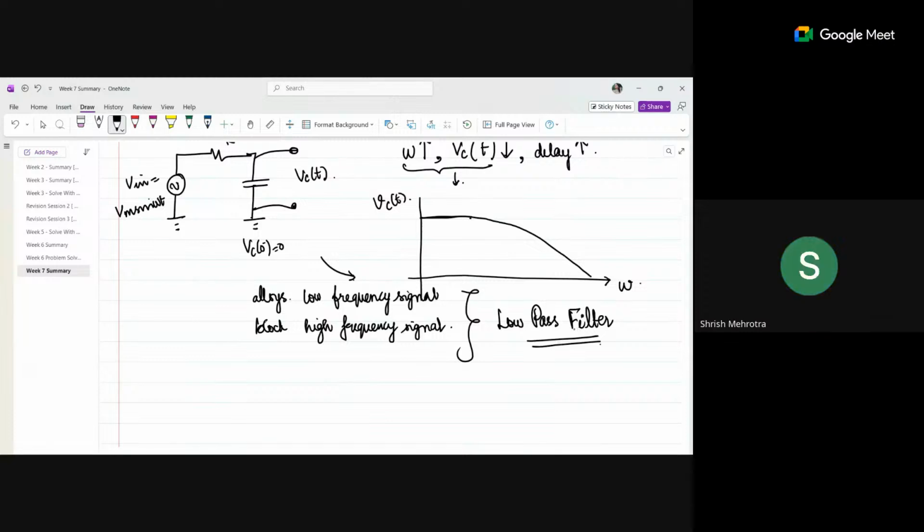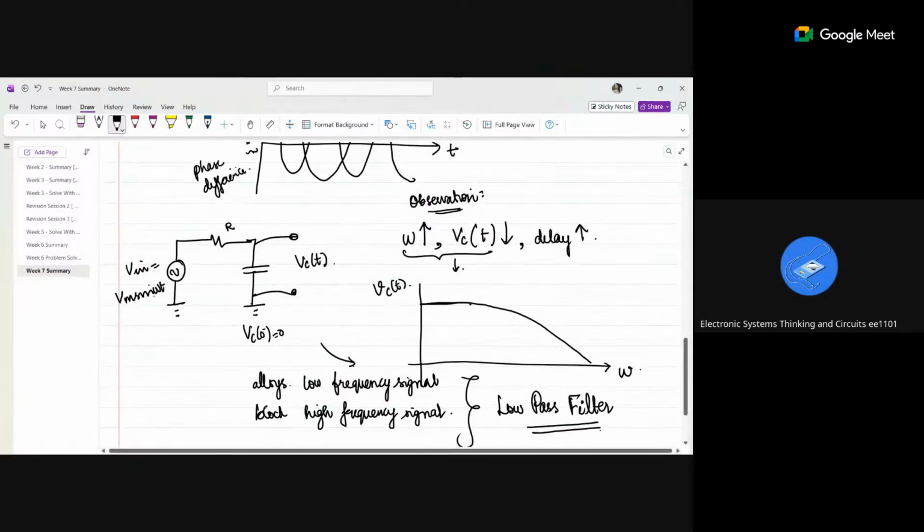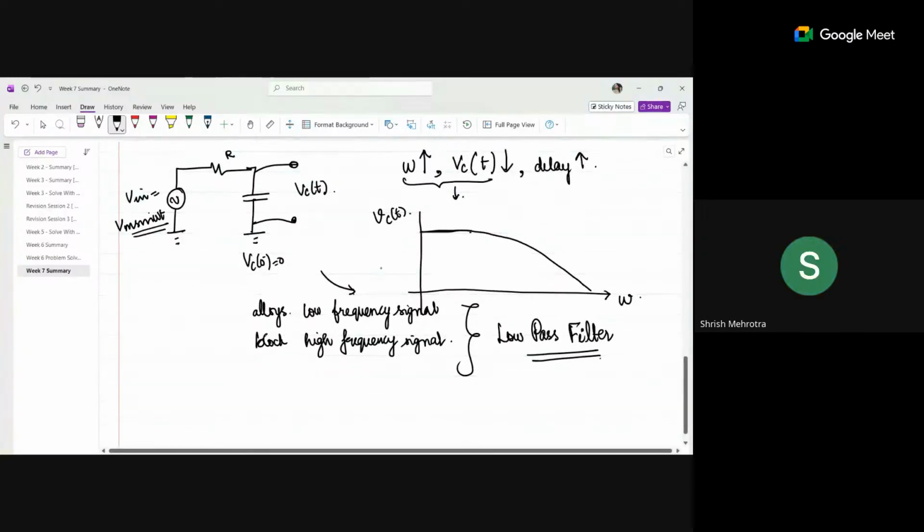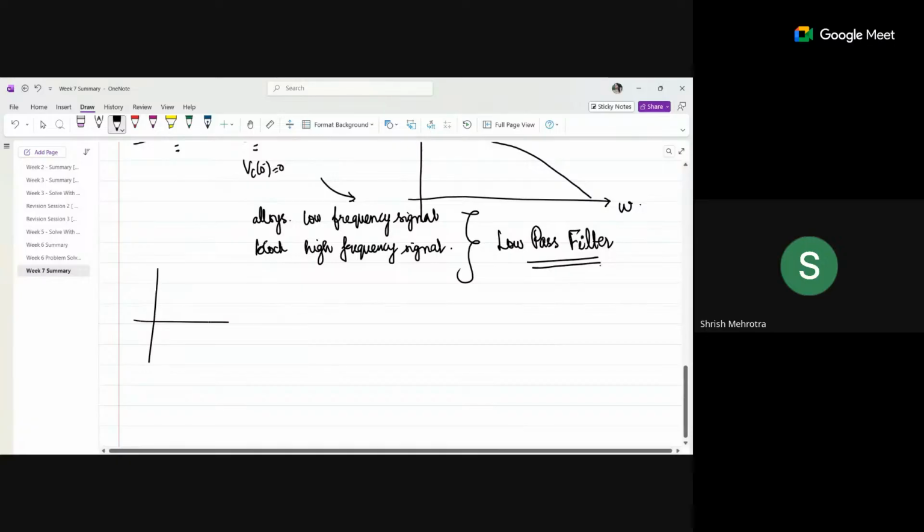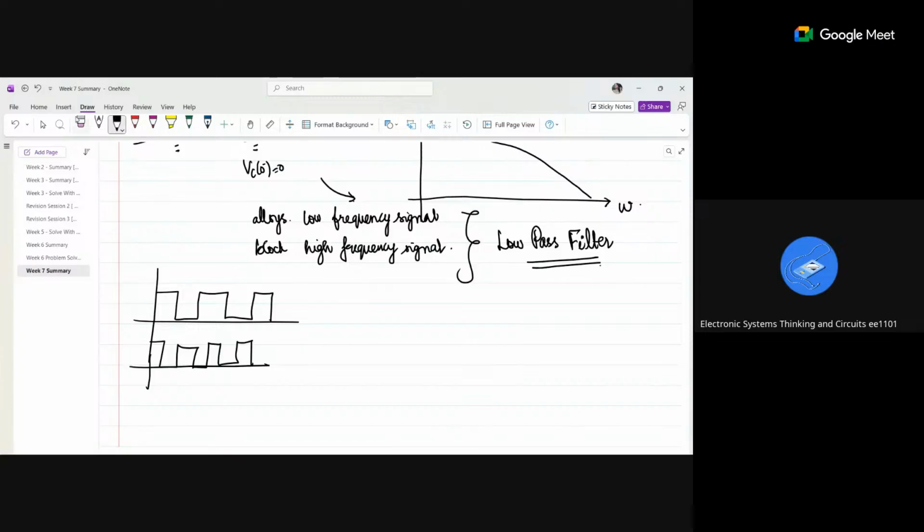Ma'am, in a low pass filter, the input voltage should also be in the form of a sine wave? No, it needn't be a sine wave. It can be any waveform with some frequency. A square wave can also be used, because in the step input there was no frequency. Yes, that's why we are using a sine wave, to analyze the frequency.